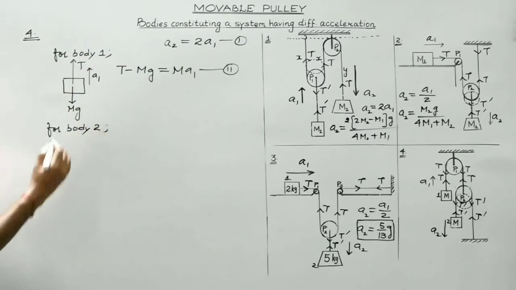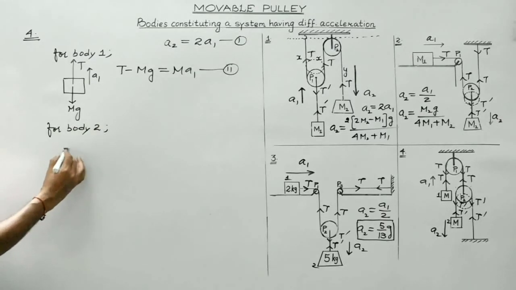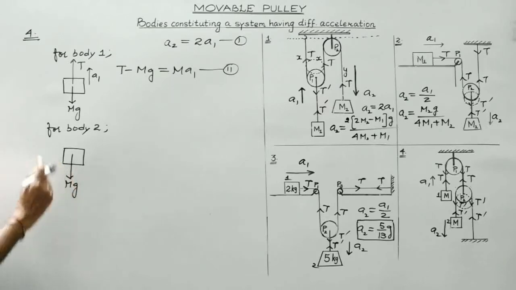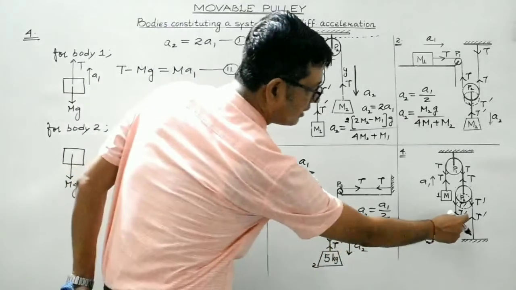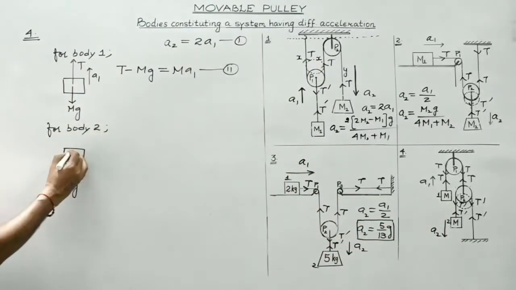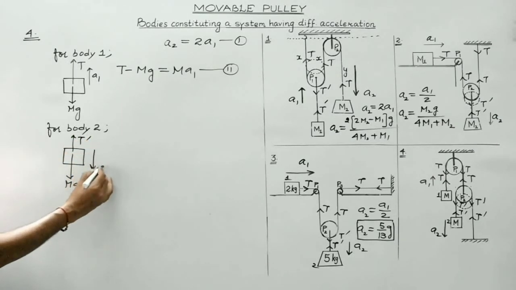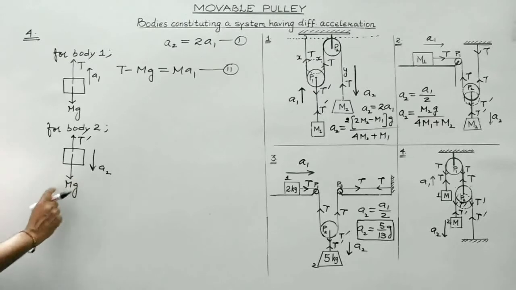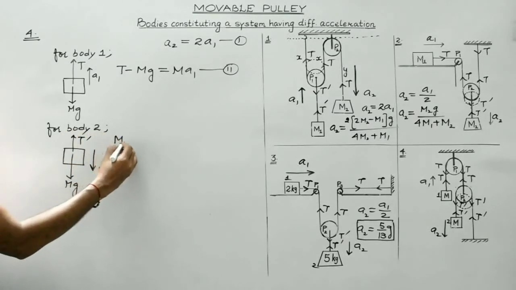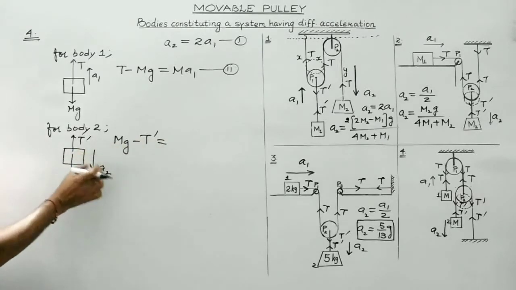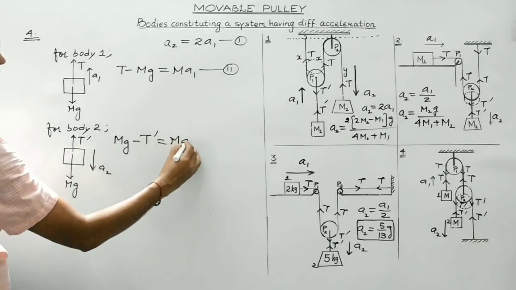This is the second body of the same mass. Weight mg will act in the downward direction. Tension acting is T dash. Isn't it? Your tension acting is T dash. And it is getting accelerated downward with acceleration A2. So mg must be greater than T dash. What will be the relation? Mg minus T dash. This is the net force. It is equal to mass into acceleration, that is m into A2.